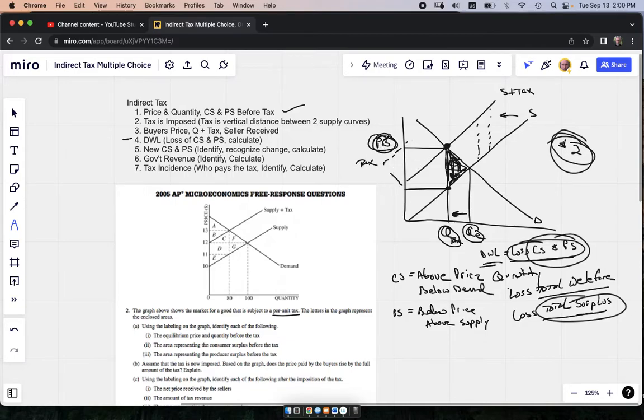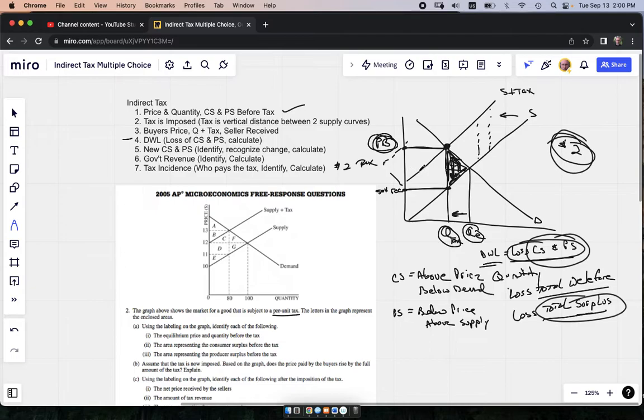If the buyer pays a certain amount, then the tax is separated or subtracted. The tax is going to be subtracted from that $13 that I take in for the good, or whatever the price is. I subtract the $2 tax, and what's left over is what goes in the seller's pocket. This would be what the seller receives, that amount right there, that price. This is the price the buyer pays.